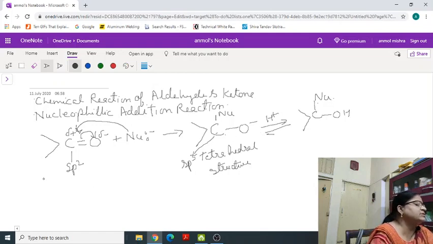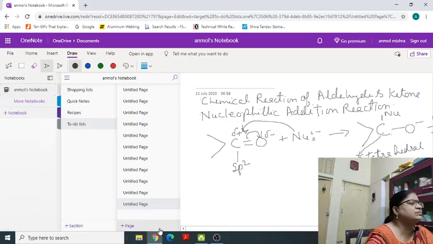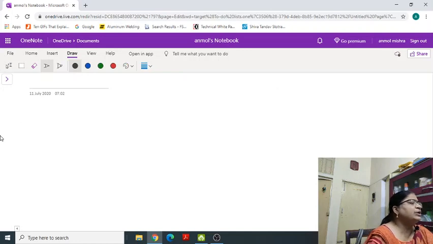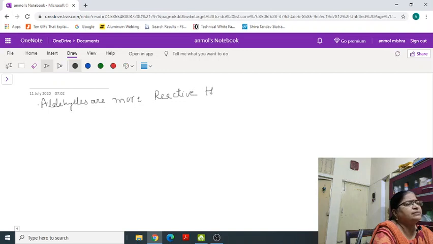Second is reactivity. Aldehydes are generally more reactive than ketones in nucleophilic addition reaction, because of two reasons. First reason is steric reason.